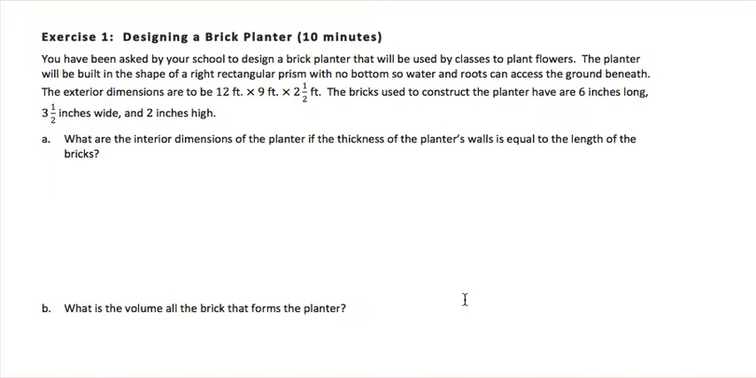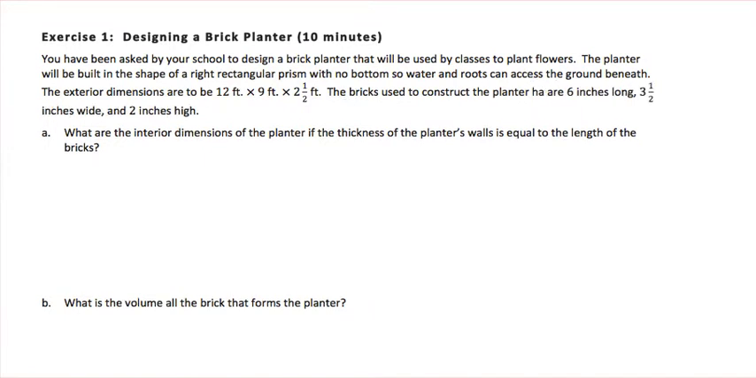In exercise 1, you're going to be designing a brick planter. You've been asked by your school to design a brick planter that will be used by classes to plant flowers. The planter will be built in the shape of a right rectangular prism with no bottom, so water and roots can access the ground beneath. The exterior dimensions are going to be 12 feet by 9 feet by 2.5 feet, and the bricks used to construct the planter are 6 inches long, 3.5 inches wide, and 2 inches high. We want to know what the interior dimensions of the planter will be if the thickness of the planter's walls is equal to the length of the bricks.